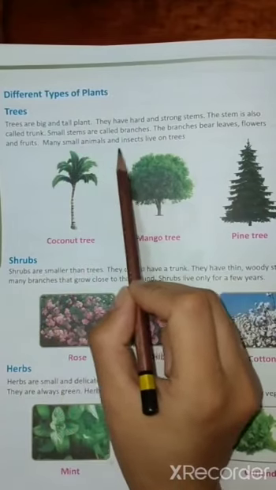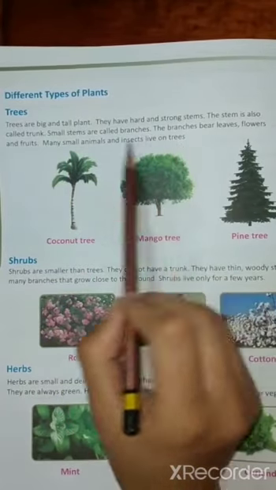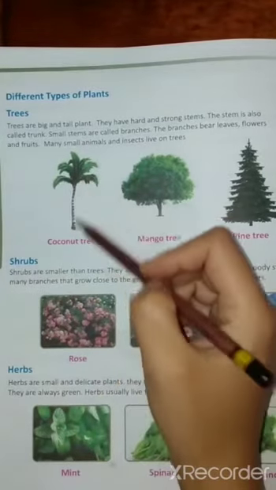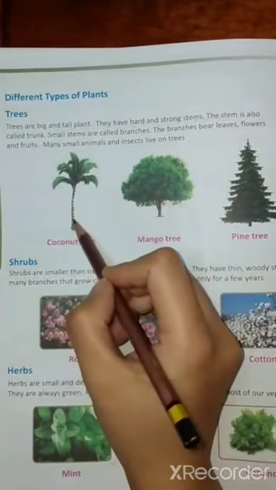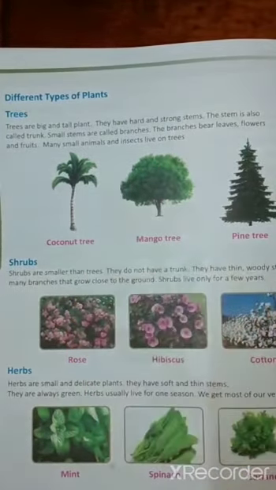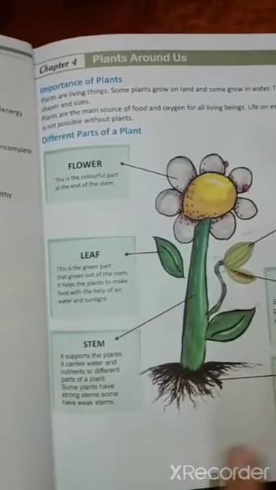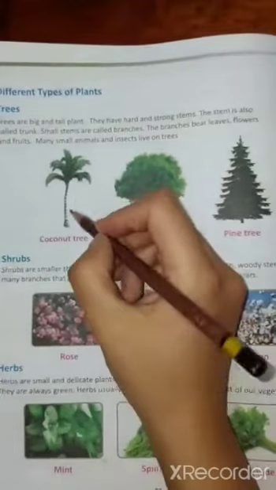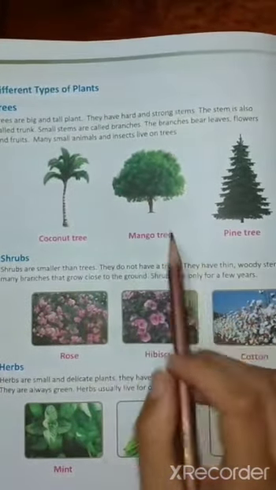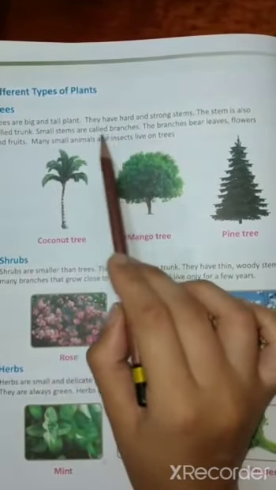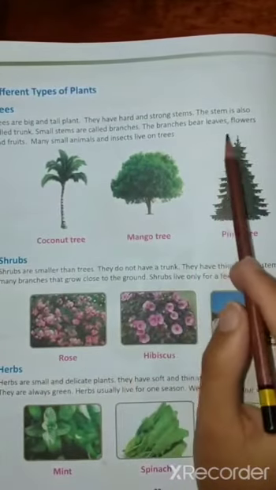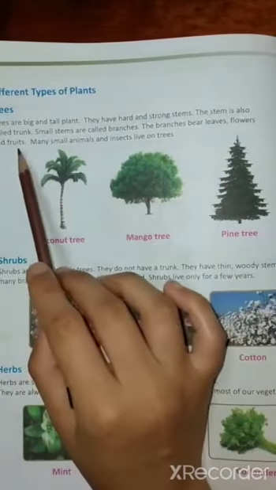Many small animals and insects live on trees. So trees are the big plants. As you can see, they are big plants. They have hard and strong stems. You can see this is the stem. The stem is also called the trunk, because stems तो हमने पढ़ी है ना, these are the stems, but the tree stems, these are the stems of the trees. Small stems are called branches, the big stems are called trunks, and the small stems are called branches. The branches bear leaves, flowers and fruits.